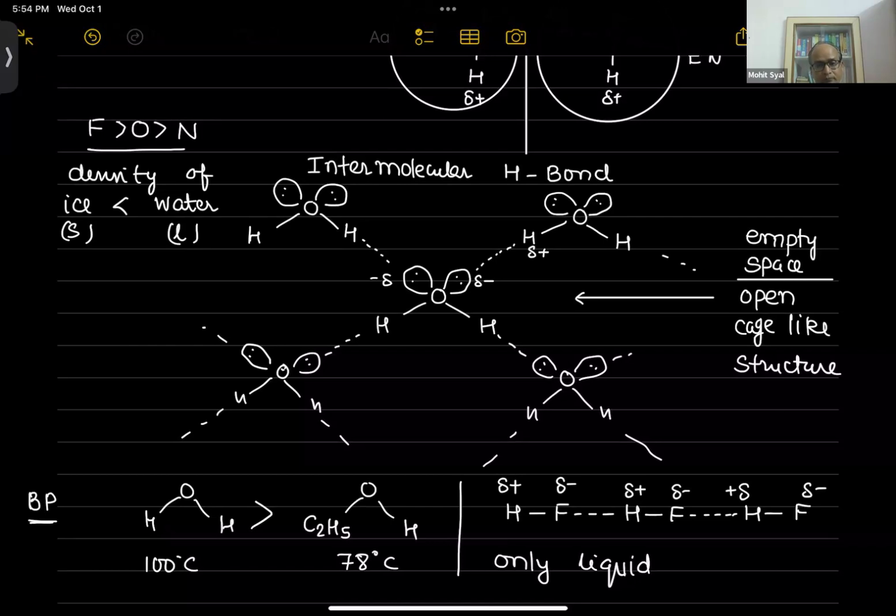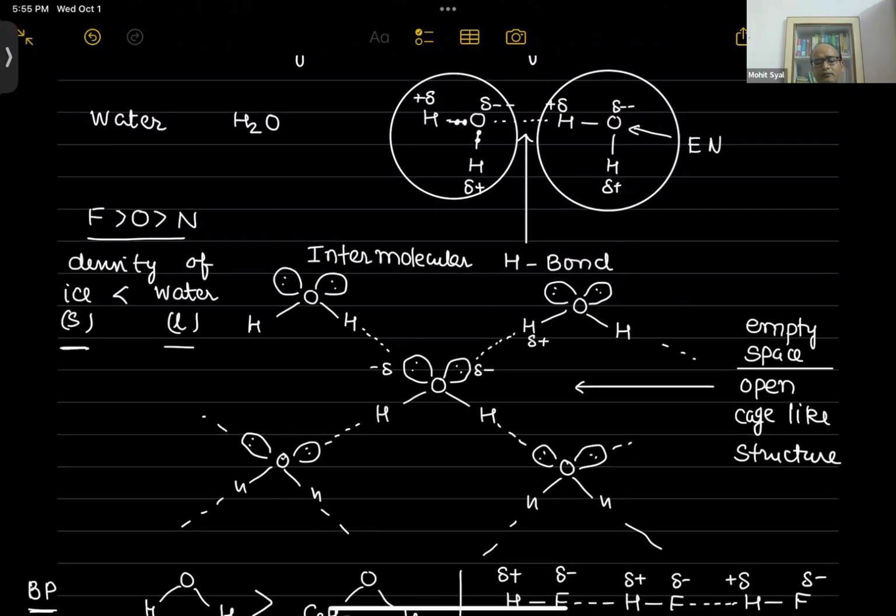And I was just discussing with Nabila why the density of ice is lower than that of water. Because in solid ice, which is a crystal, the water molecules are arranged in a particular manner. You can see it, they are around that structure.